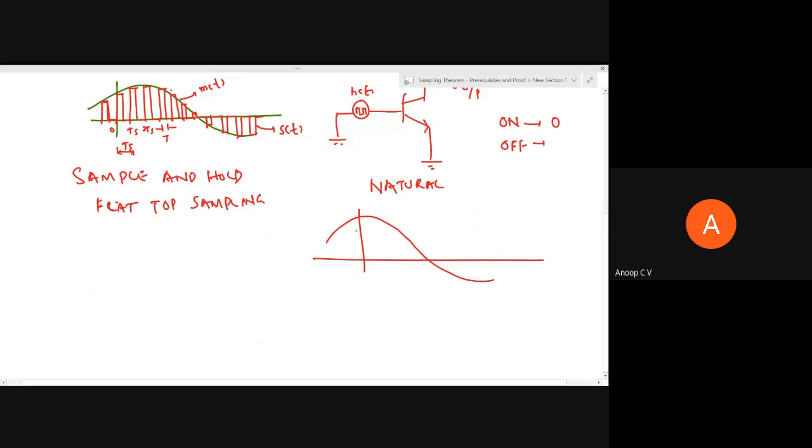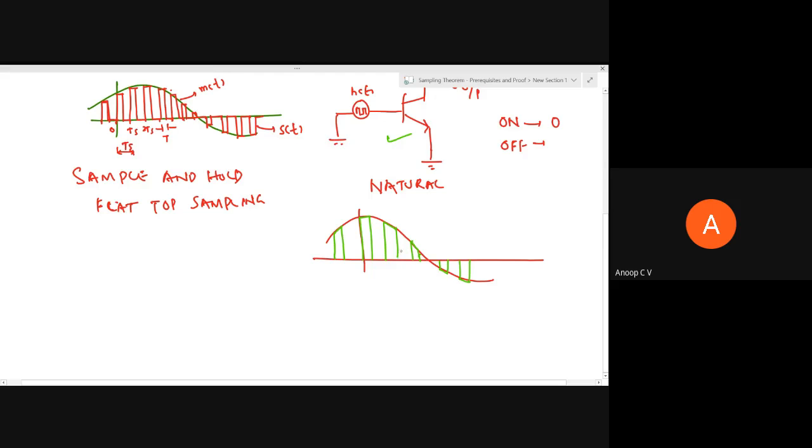Basically in natural sampling, the message signal is multiplied by a periodic train of rectangular pulses. This is how you can implement that. The top of each modulated rectangular pulse varies with the message signal. So the top will be varying along with the message signal. The top of the pulse will not be flat. So that is natural sampling.